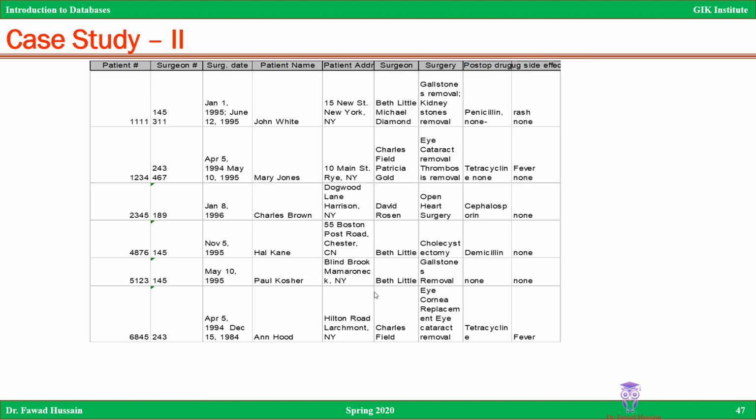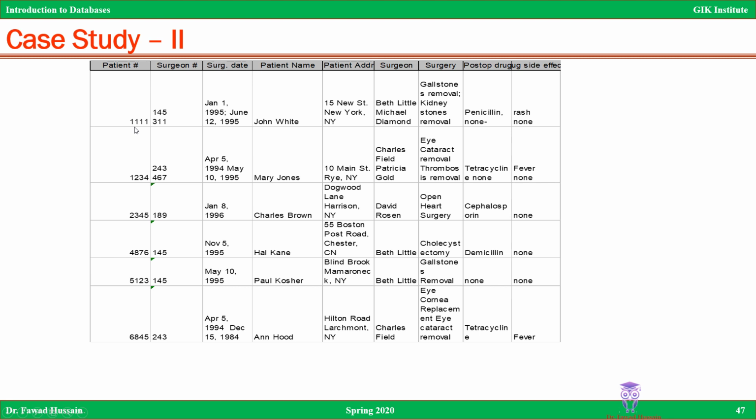This is a slightly more complicated example. So here we have a patient, a surgeon, a surgery date, the name of the patient, the name of the surgeon, the address of the patient, what surgery was performed, what was the drug prescribed, and whether that drug has a side effect or not. So this is the original data.